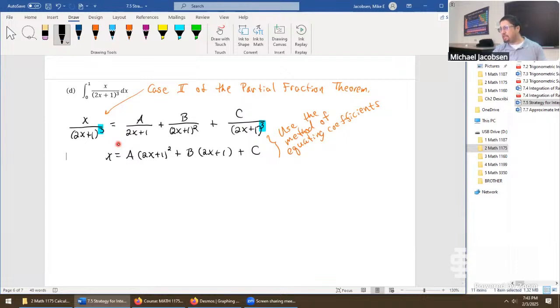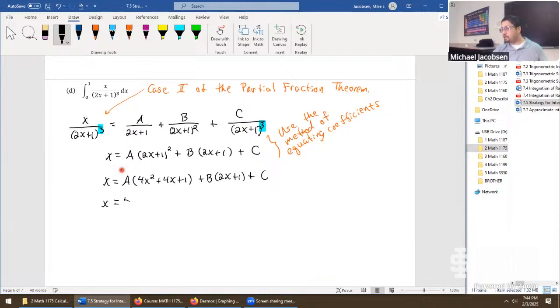So we'll start by just keeping the x on the left as before. We need to expand out these things if we're equating coefficients. So let's take A, expanding out 2x plus 1 squared gives us 4x squared plus 4x plus 1 after FOILing that out, plus B times 2x plus 1 plus C. Could have distributed here, but let's do all of our distributions on this next step.